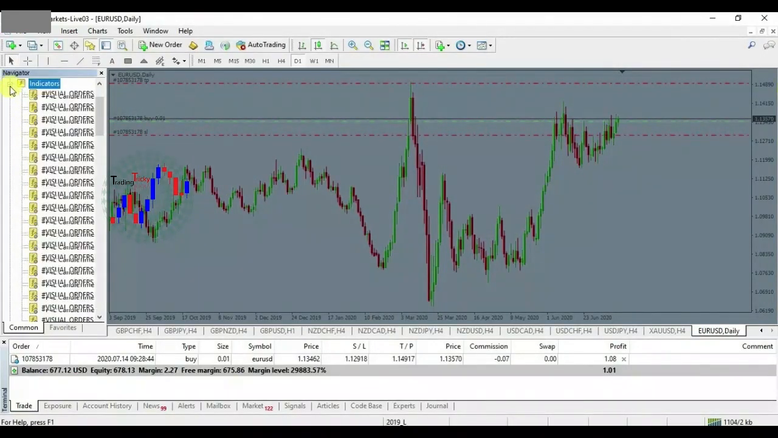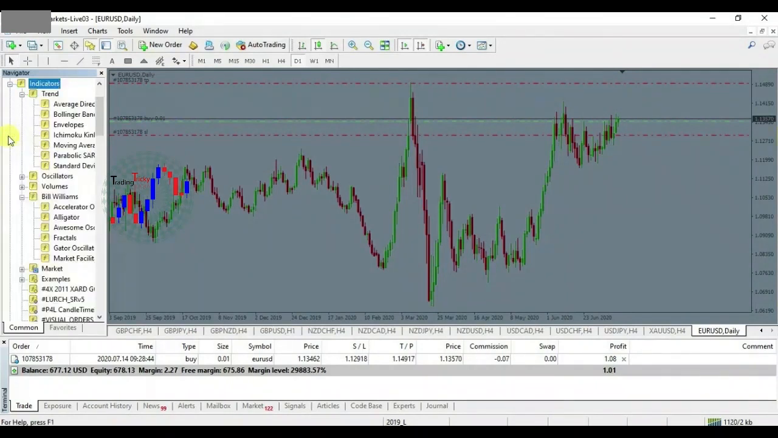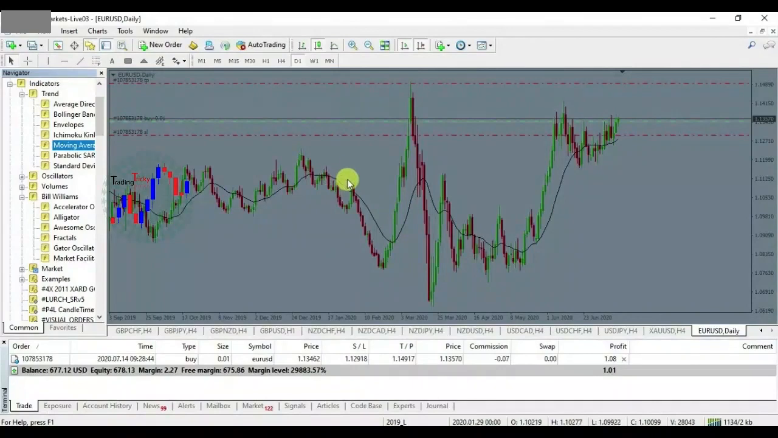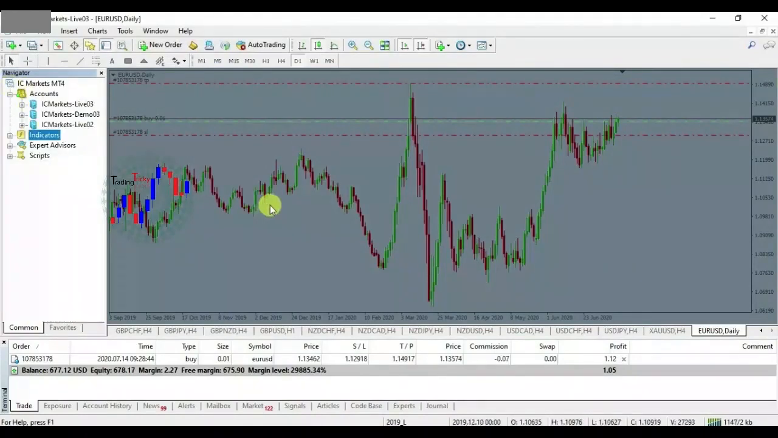This is the default indicator they provide, but after that you can download some indicators and paste them inside this folder. Then you can see some indicators here. After that you just double click and it will add to your template, and you can save the template for later use.